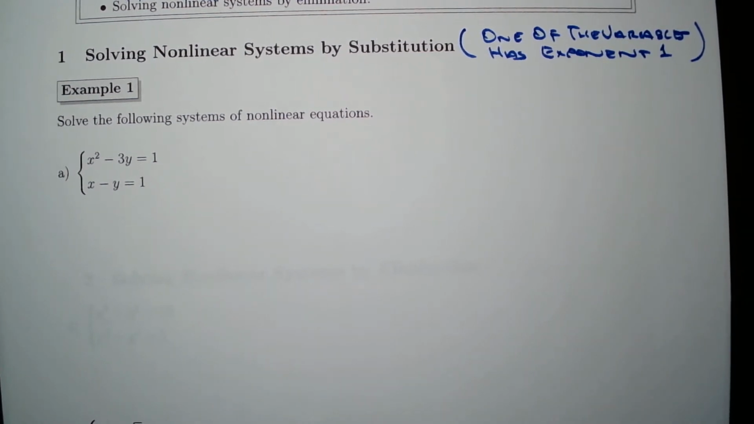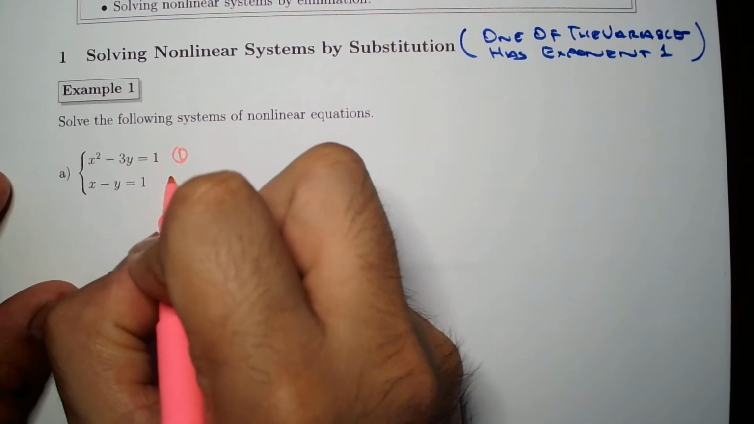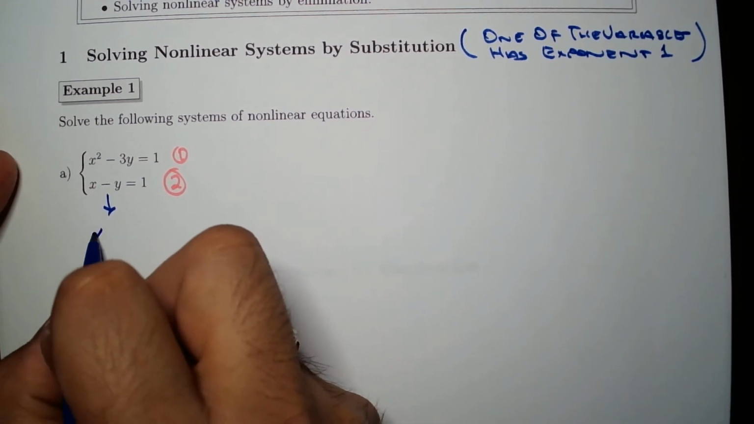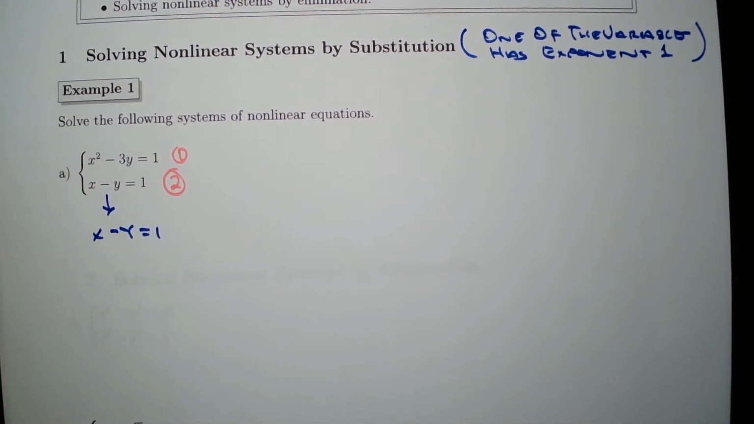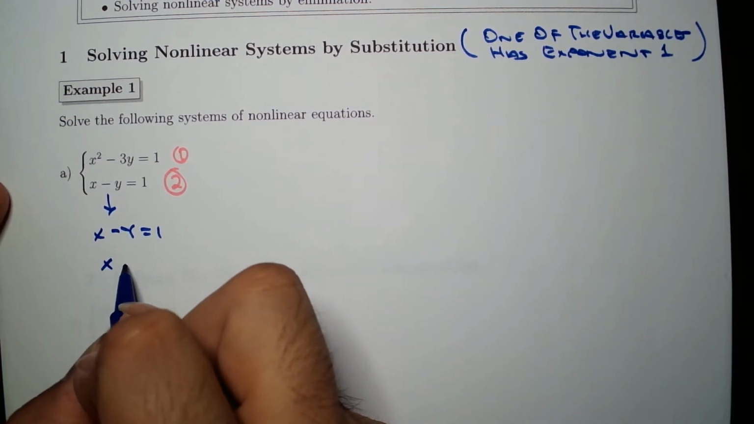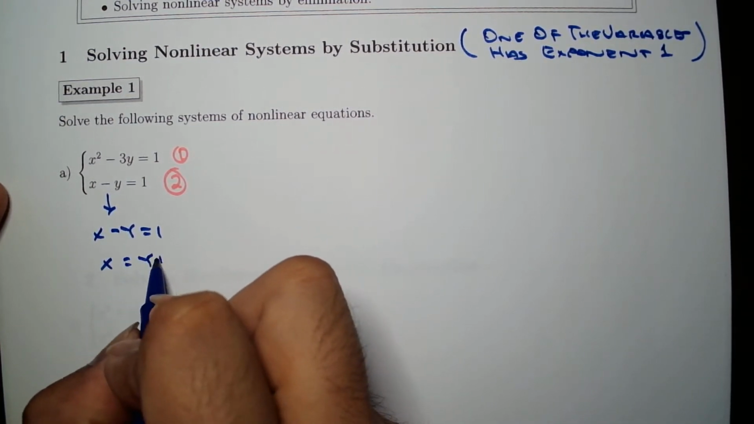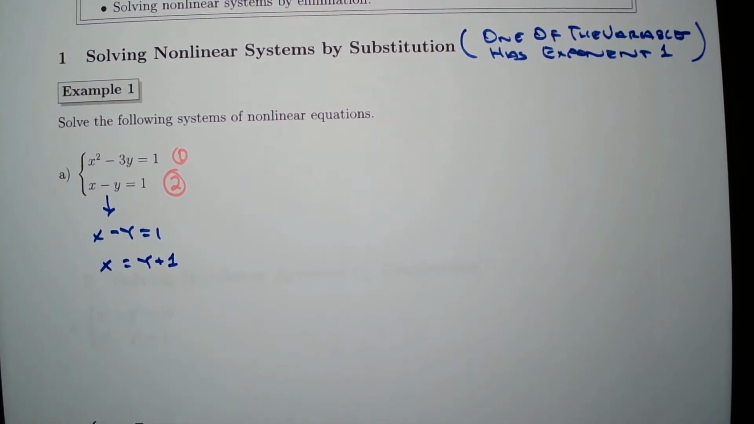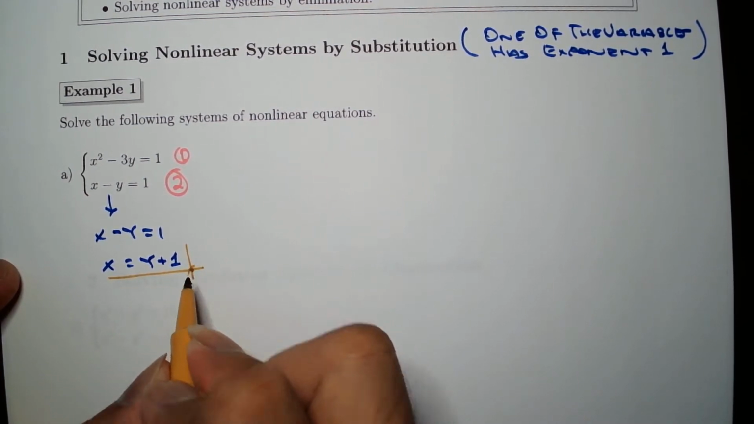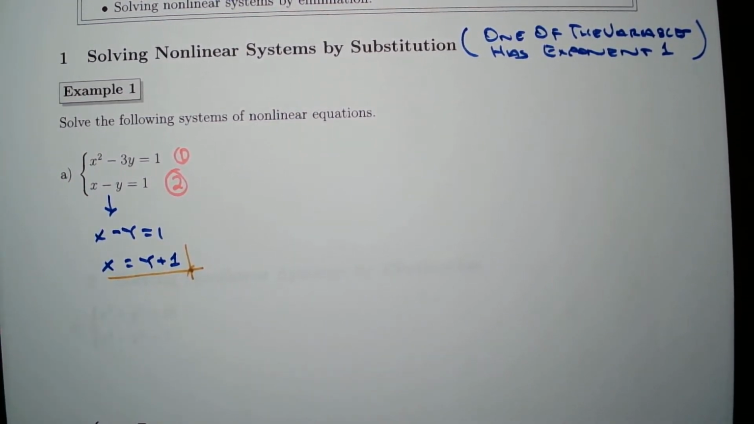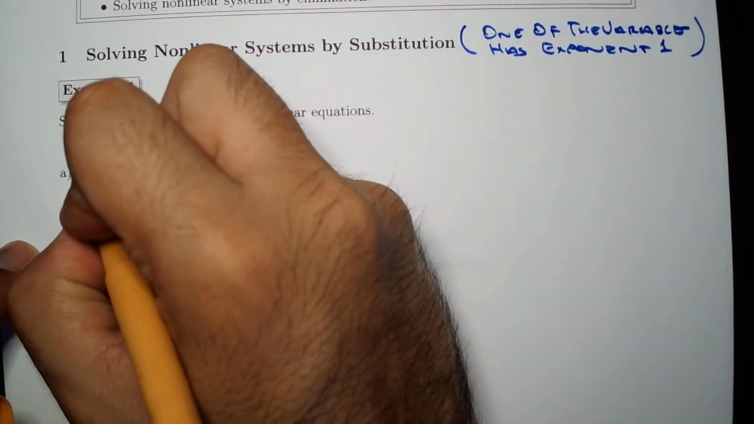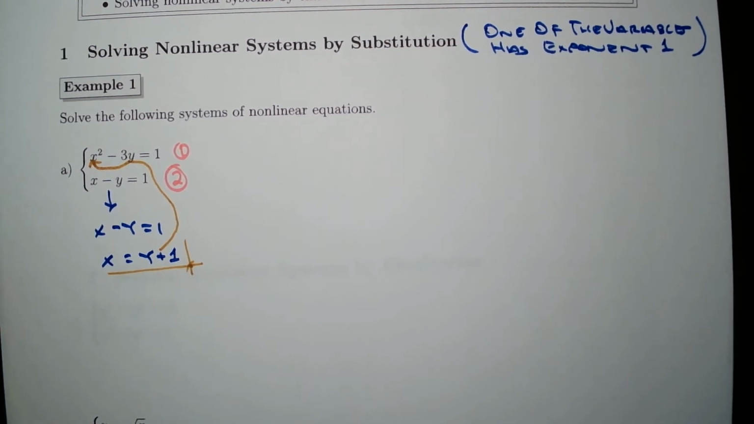So it would be a good idea to label the equations as usual, 1 and 2. In this case I'm going to take equation 2 and solve for x, because it has a negative. I can move it to the other side as positive: x equals y plus 1. I'm going to come back to this equation at the end of the solution to find the variable x. So what we are going to do is substitute x equals y plus 1 in the first equation where we see the letter x.